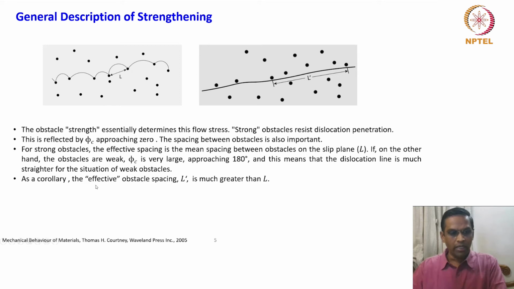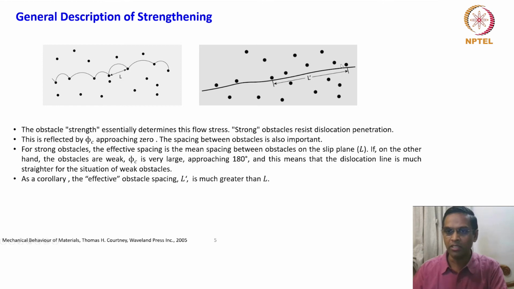As a corollary, the effective obstacle spacing L prime is much greater than L. So, a very important point. In the previous case, when the obstacle is completely resisting the dislocation line from penetrating, the effective spacing is different, that is L here. But here it is not like that. The dislocation is simply going to cut through. For example, if you take this particular line, you are seeing one particle sitting here, and another particle sitting here, which is measured as L prime. But at the same time, you can also see the other particle sitting here.